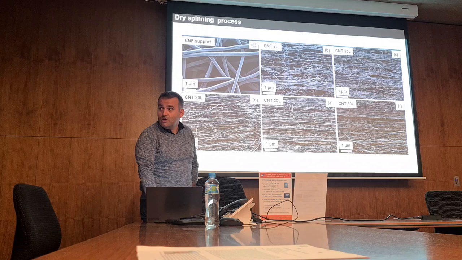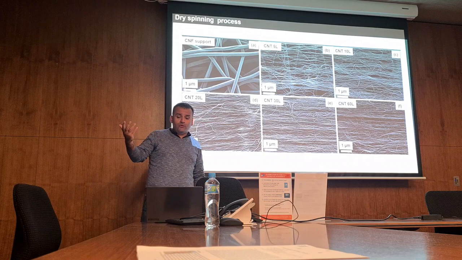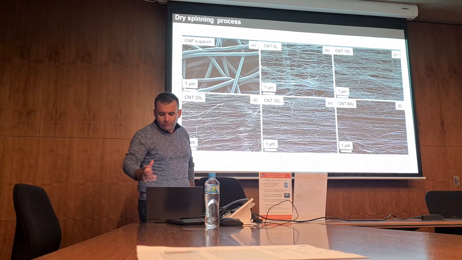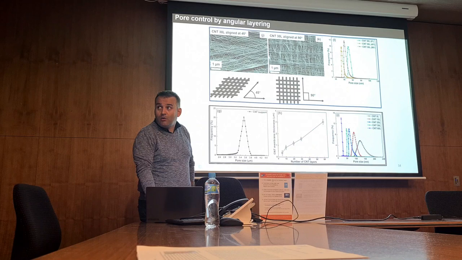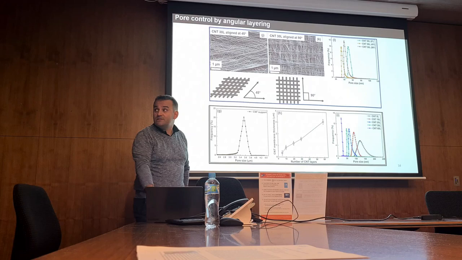We went up to 500 layers just for the sake of demonstration, and we could show that other properties like compactness, mechanical strength, and electrical conductivity could be improved. But from 30 layers, let's say, we have enough cohesiveness and conductivity to apply them as membranes. One of the nice things we can do is also orient the layers at different angles, so they are not always in the same direction. You can put them at 45 or 90 or any angle you want, and that does affect the pore size of your material a lot.